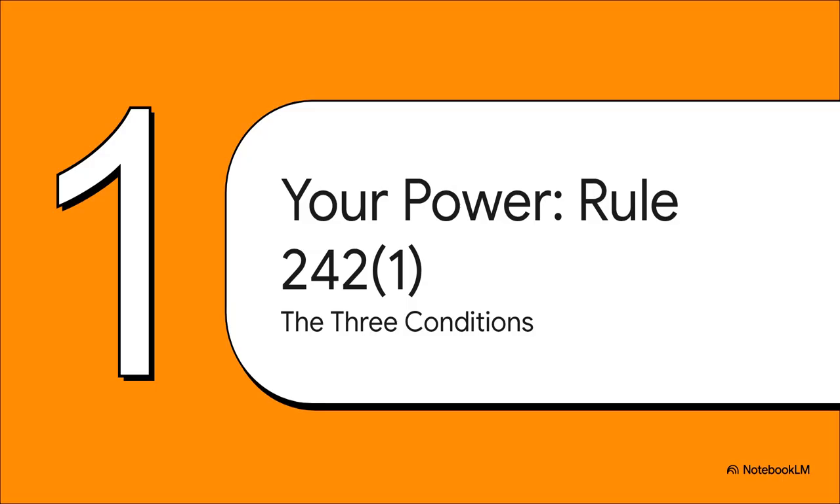So where does this power actually come from? Well, it's all grounded in Rule 242, and specifically, Subrule 1. This is the rule you need to have tattooed on your brain. It lays out 3 essential conditions, 3 hoops you have to jump through before you can even think about issuing a notice. Let's break them down one by one.